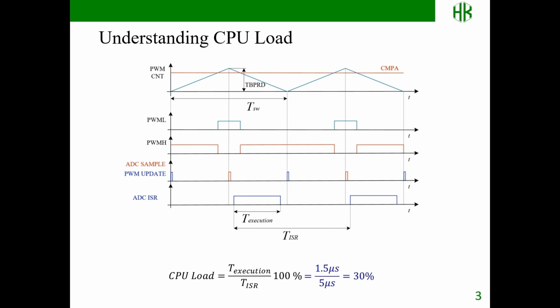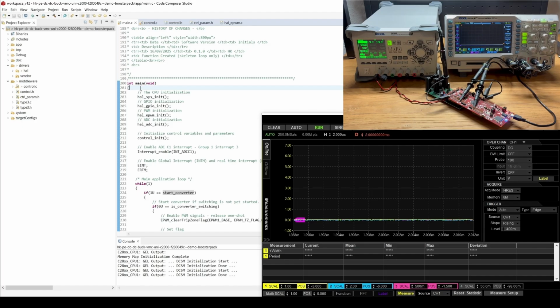Now that we understand what CPU load represents and how it is calculated, let's see how it looks on a real digital power converter. Today I will use a synchronous buck converter regulated by a TI C2000 microcontroller. The input voltage is 9 volts and the output voltage is regulated to 2 volts. The converter operates at a switching frequency of 200 kHz, corresponding to a switching period of 5 microseconds. At the current operating point, the converter is processing approximately 3 watts of input power.